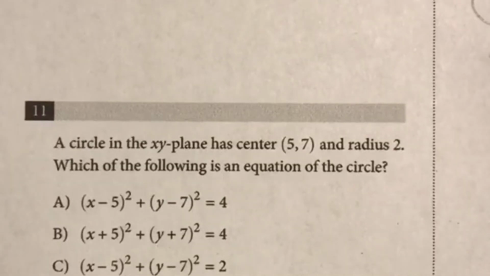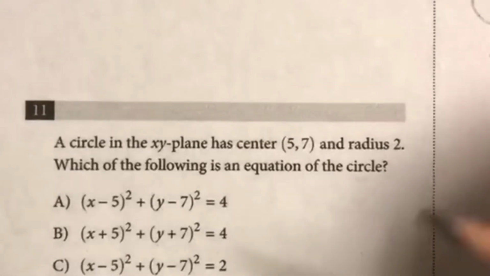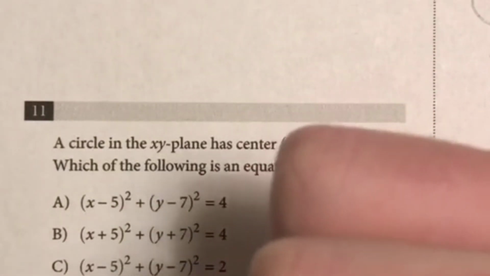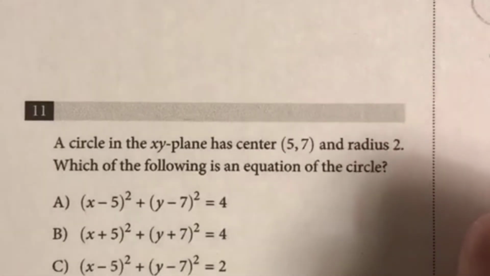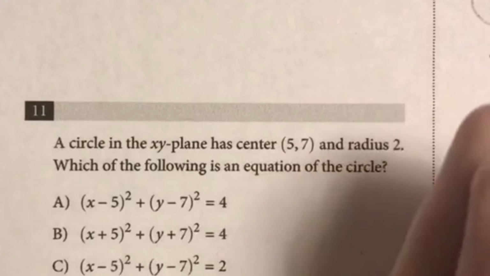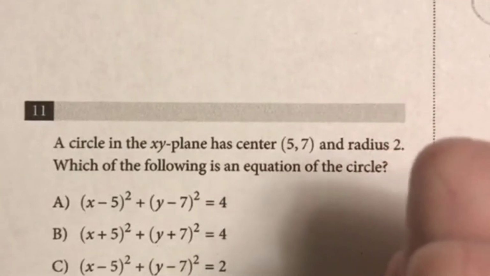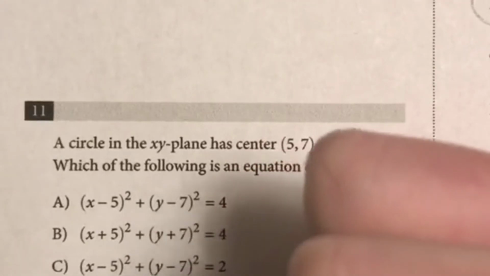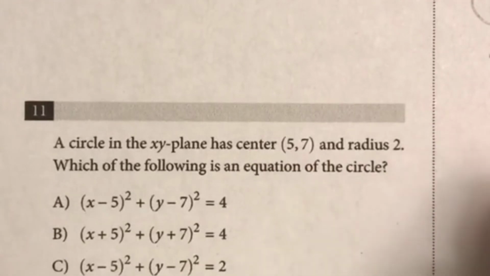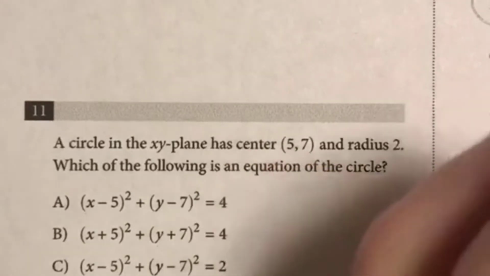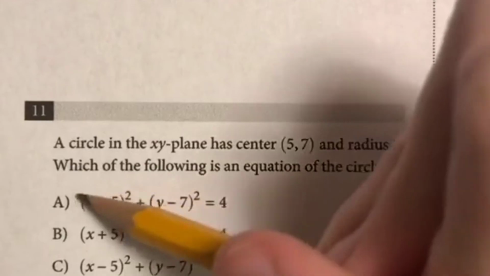Number 10. A circle in the xy plane has center 5, 7, and radius 2. Which of the following is an equation of the circle? Okay, so we know that the standard form of a circle's equation with the center is x minus h squared plus y minus k squared is equal to the radius squared, where the center is (h, k). So if our center is 5, 7, then we know it should be x minus 5 squared plus y minus 7 squared, and our radius is 2, so it's 2 squared, which is just 4. So that matches answer choice A.